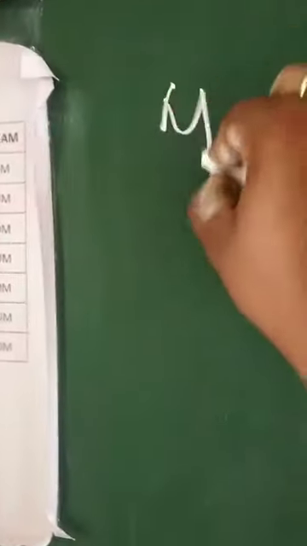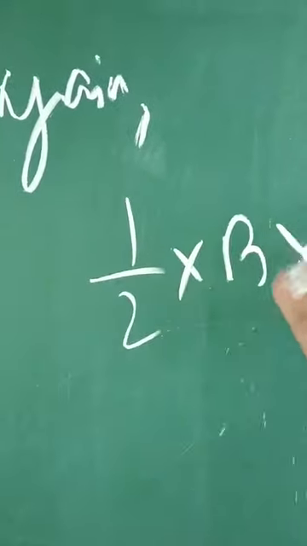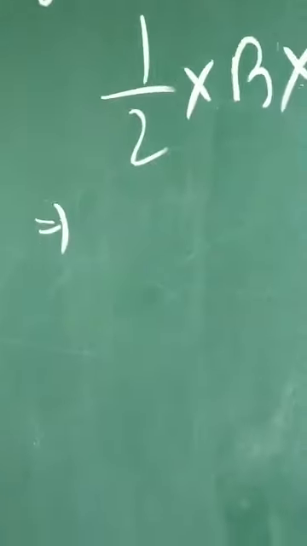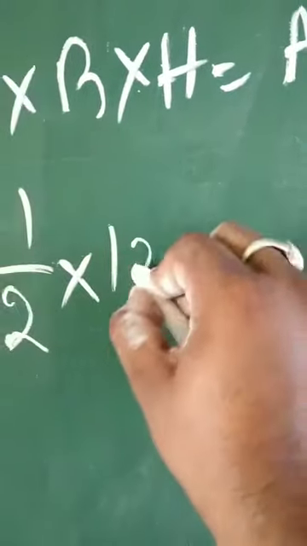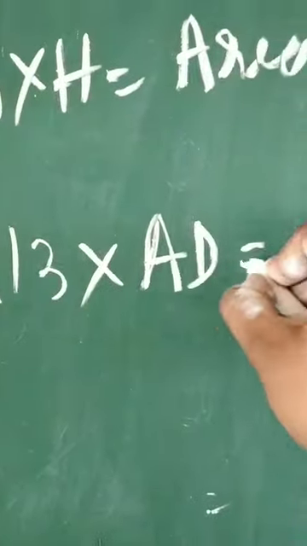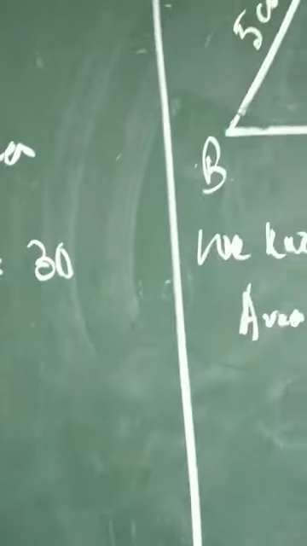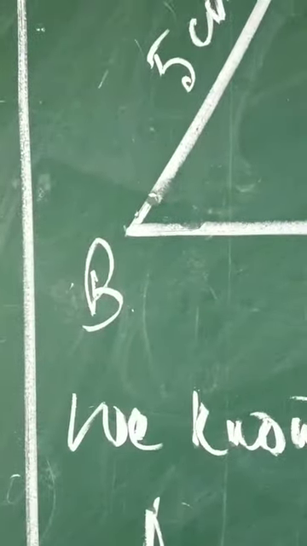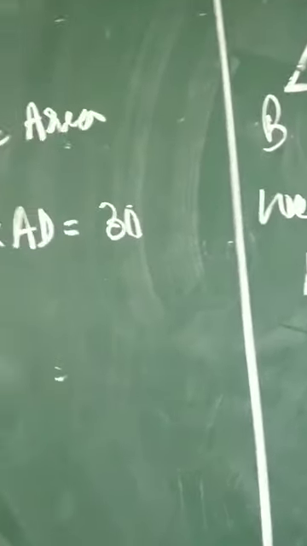We know again, half into base into height is equal to the area of the triangle, right? Now half, base is 13, height is unknown, let it be AD only, area is 30. No matter whether we are considering AD as the height or AC as the height, the area must always be the same. It will remain the same only.